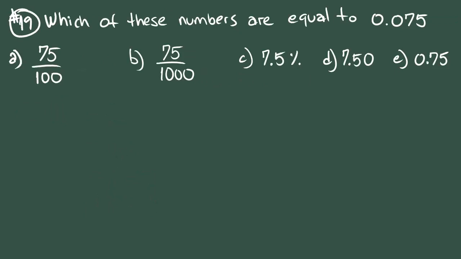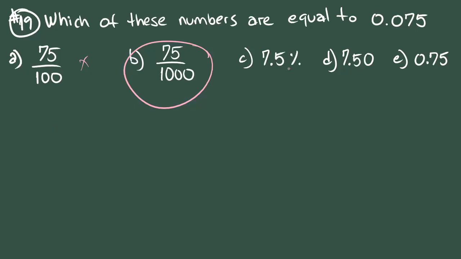Which of these numbers are equal to 0.075, or 75 thousandths? Oh look, 75 thousandths. We just say that. Oh bingo, here's 75 thousandths, so that number equals that. Now what about 75? Well, this is 7500, so it's not going to be that number.